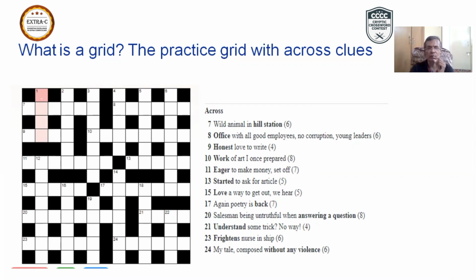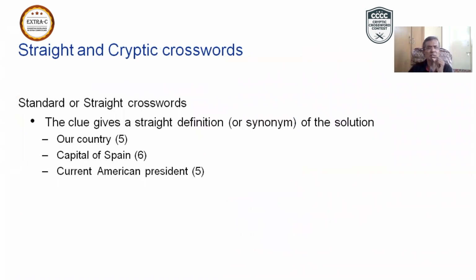Okay, let's move on. Now, there are two types of crosswords. There are what we call straight crosswords and then cryptic crosswords. Straight crosswords are those where the clue gives you a straight definition or a synonym of the solution. For example, if you say our country, then it is India. If you say capital of Spain, it is Madrid. If it is current American president, it is Biden, B-I-D-E-N. So those are very obvious.